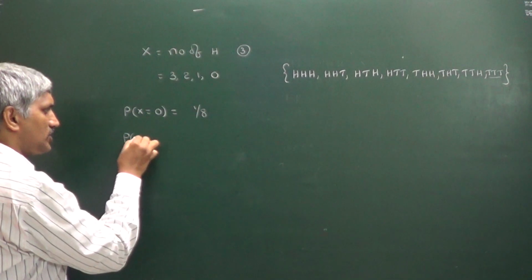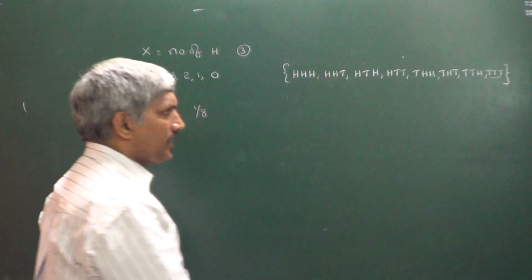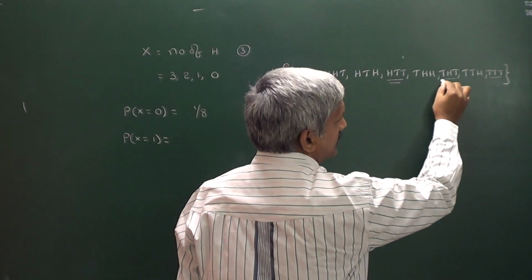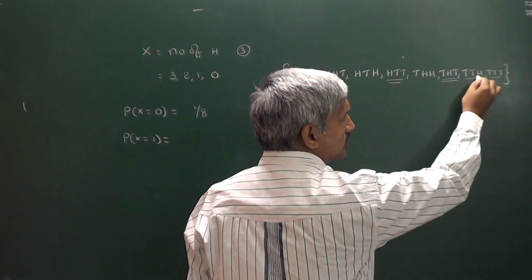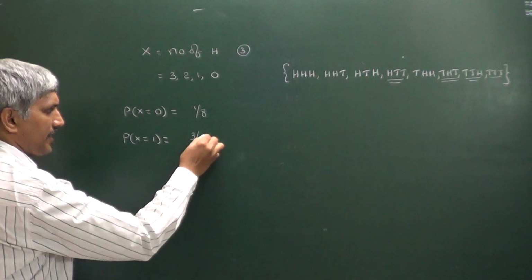Next, P of x is equal to 1. X is taking the value 1. Yes, x is taking the value 1 in this case. Here also x is taking the value 1. Here also x is taking the value 1. That is equal to 3 by 8.